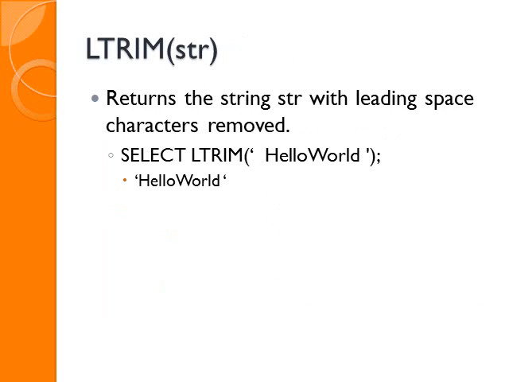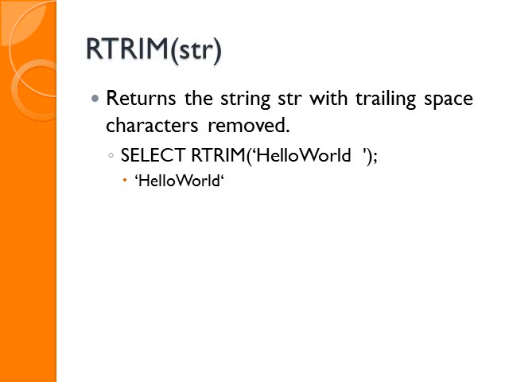Ltrim. It takes a single argument, that is a string, as an input. It returns the string str with the leading space characters removed, meaning if there are any white space characters, blanks or spaces at the start, they will be removed. Select ltrim. You can see here two spaces are there before hello world, and in the output you will see the spaces are removed and hello world is being displayed.